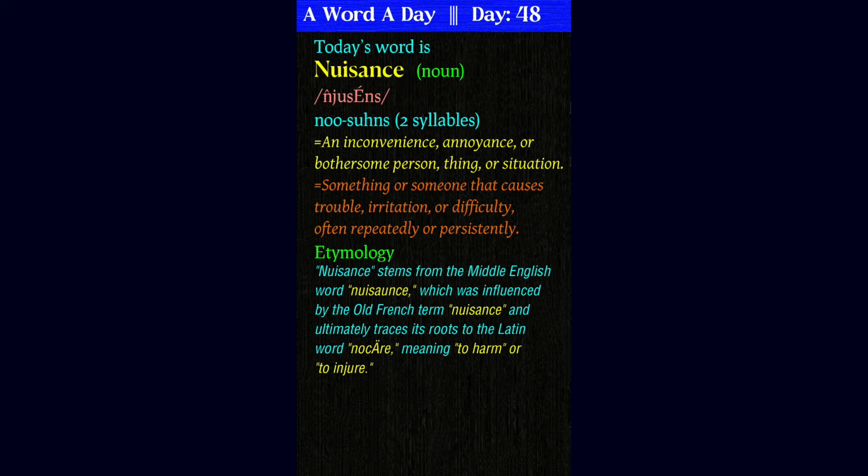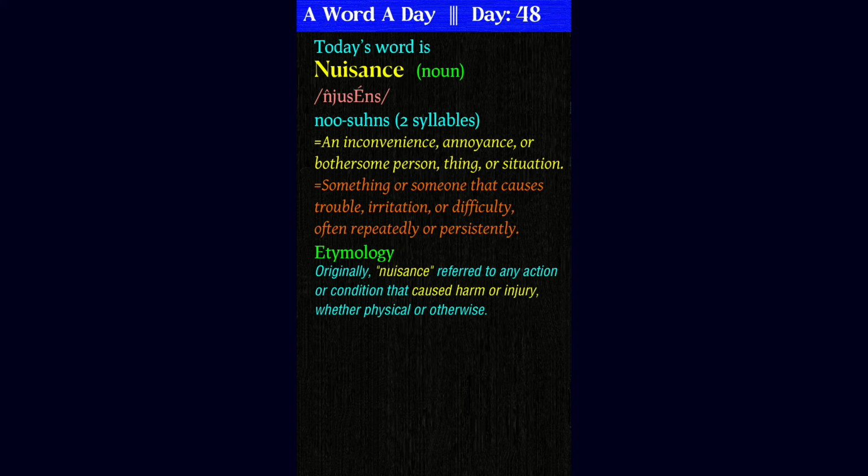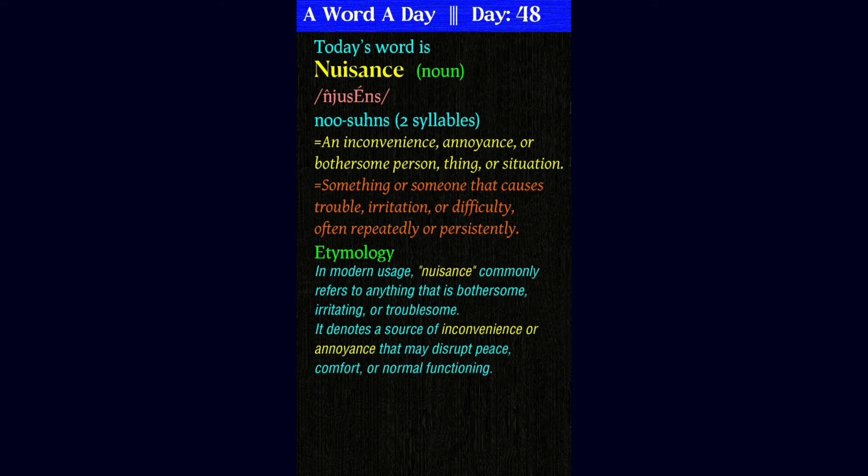Etymology. Nuisance stems from the Middle English word nuisance, which was influenced by the Old French term nuisance, and ultimately traces its roots to the Latin word nocere, meaning to harm or to injure. Originally, nuisance referred to any action or condition that caused harm or injury, whether physical or otherwise. Over time, its meaning expanded to include annoyances or inconveniences that disrupt daily life or cause discomfort. In modern usage, nuisance commonly refers to anything that is bothersome, irritating, or troublesome. It denotes a source of inconvenience or annoyance that may disrupt peace, comfort, or normal functioning.